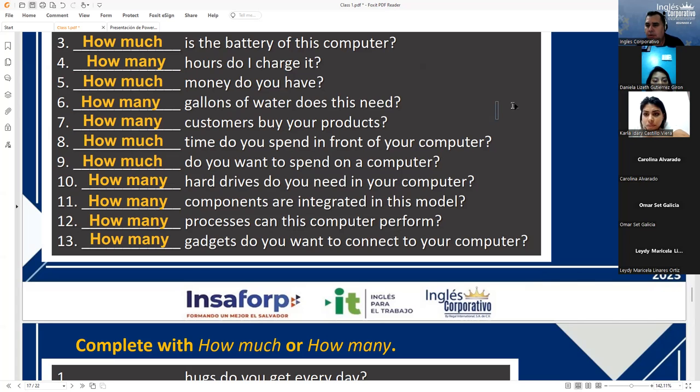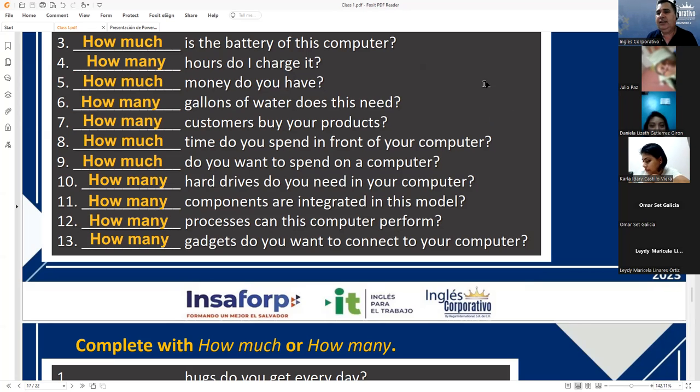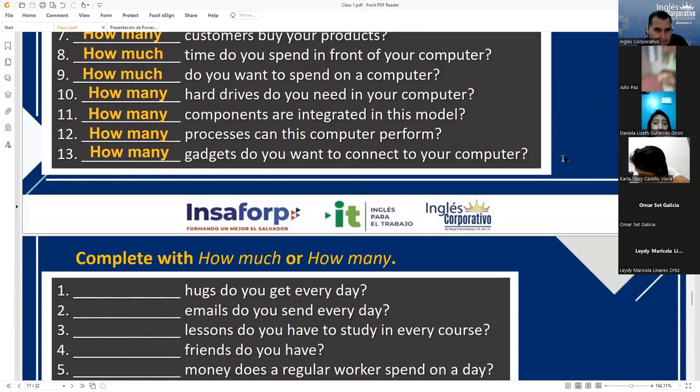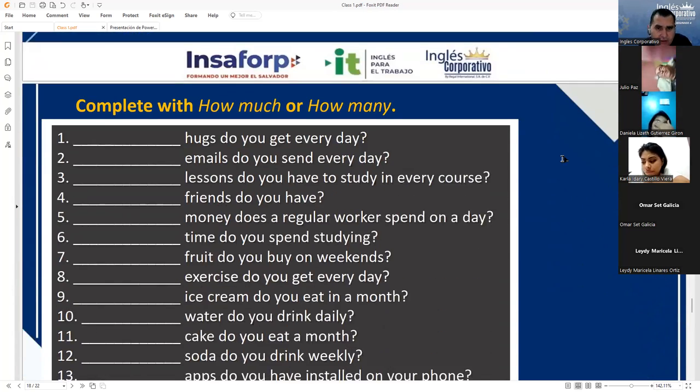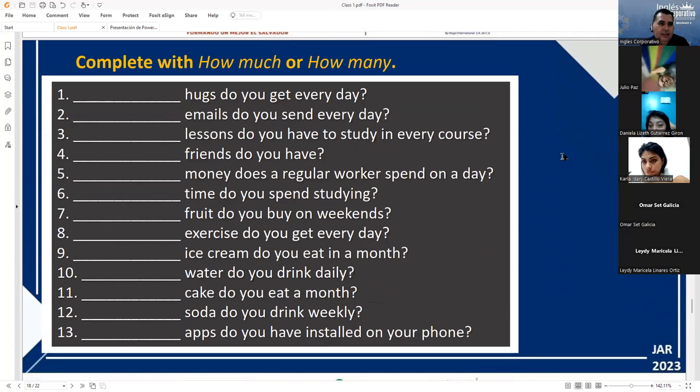Gadget, dispositivos. Dispositivos, teléfonos, tablets, controles de juego, etc. Okay. Gadgets. Continue with how much and how many.